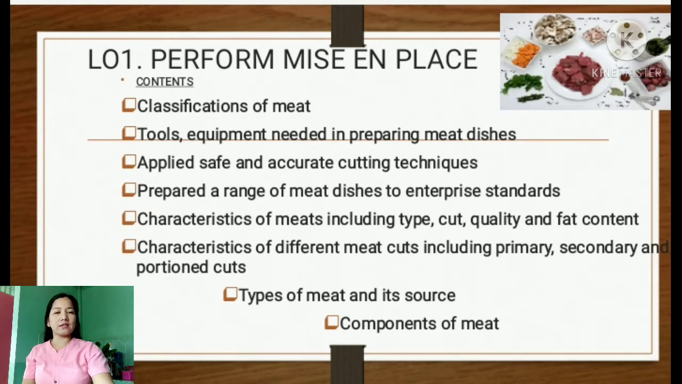So these are the contents. The first one is a classification of meat. Tools and equipment needed in preparing meat dishes. Applied safe and accurate cutting techniques. Prepared a range of meat dishes to enterprise standards. Characteristics of meat including type, cut, quality, and fat content. The characteristics of different meat cuts including primary, secondary, and portion cut. The types of meat and its source. And the last one are the components of meat.